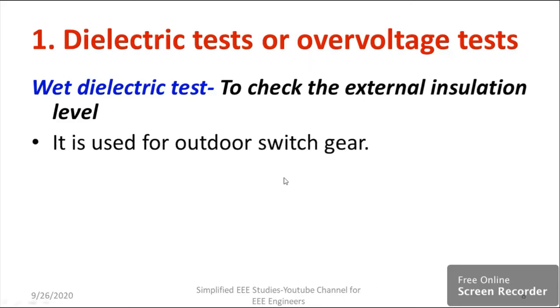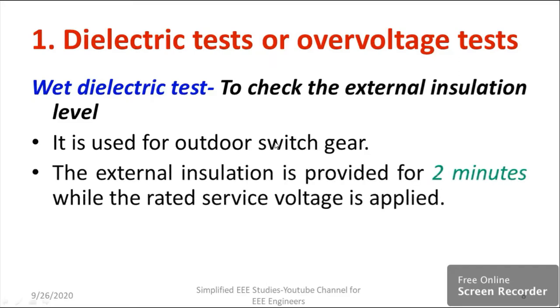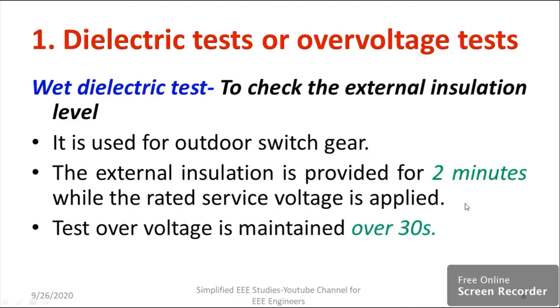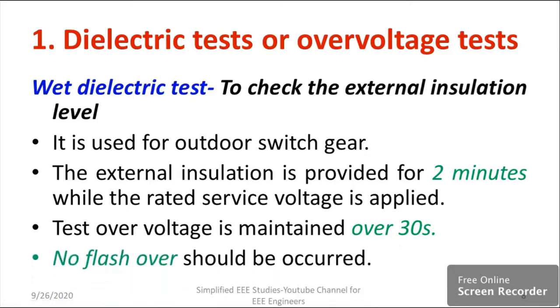It is used for outdoor switchgear. Okay. Similarly, the external insulation is provided for 2 minutes while the rated service voltage is applied. This duration you have to remember. Test over voltage is maintained for 30 seconds. The test will be conducted within 30 seconds. So the insulation will be provided for 2 minutes, and afterwards you will be conducting the test. Over voltage will be maintained for 30 seconds. Make sure that no flashover is encountered.